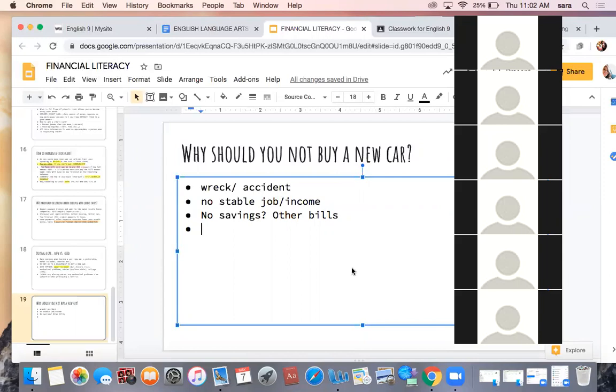Because they might not have a stable job in order to make the full payments. Okay, so you're on the same topic as your classmates. Let me hear from True. Anything else besides what your classmates have said on why a person should not buy a new car? And this is for people after high school or just in general?